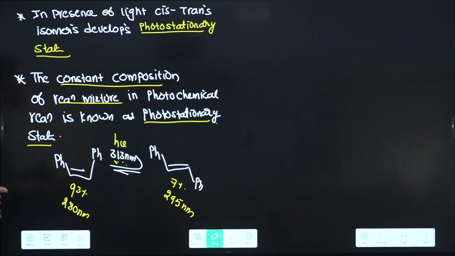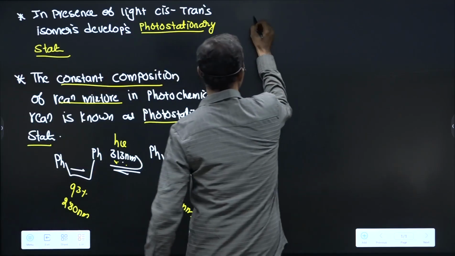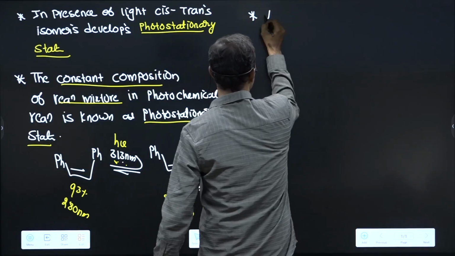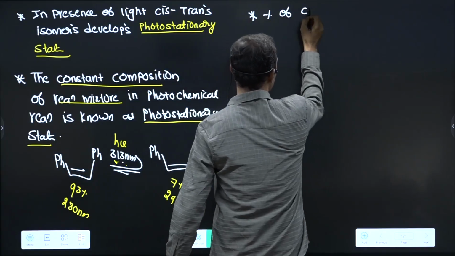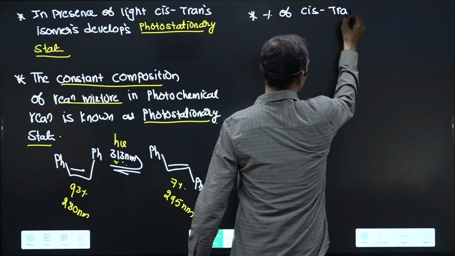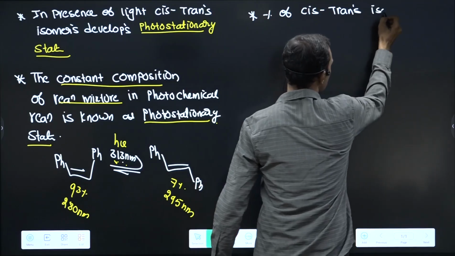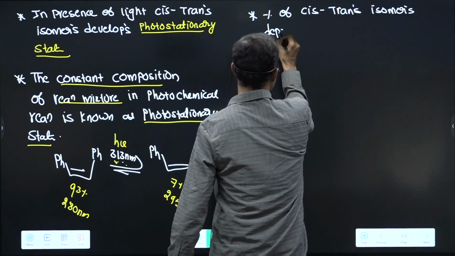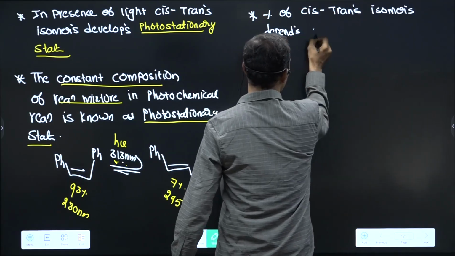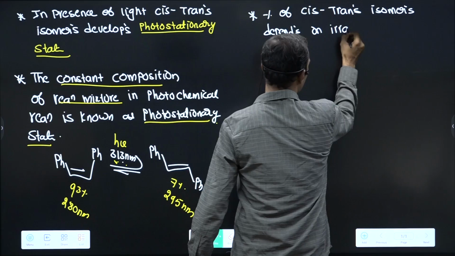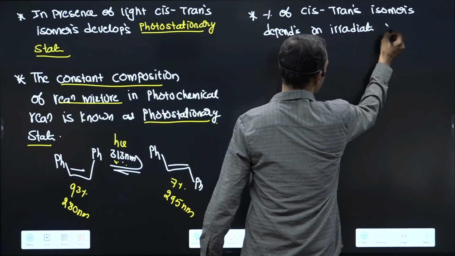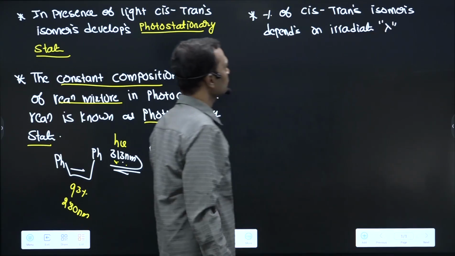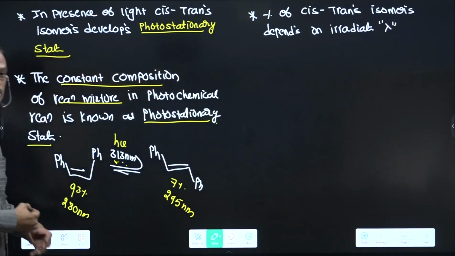Clear? Okay, right. The percentage of cis-trans isomers depends on what? The percentage of cis-trans isomers depends on the irradiated wavelength.